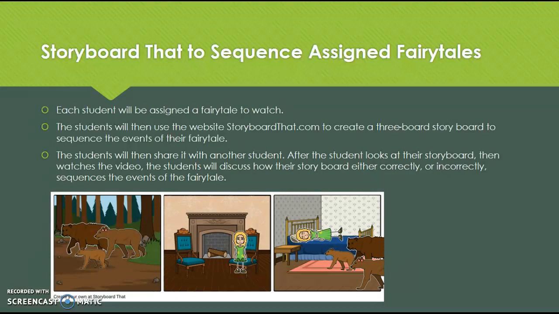So for this, we have the bears went for a walk, then in the middle, Goldilocks sat in their chair, and if they wanted, they could have added other boards or boxes in here, but since we want just a beginning, middle, and end, I just have 3, and then at the end, the bears find Goldilocks sleeping in the little bear's bed.